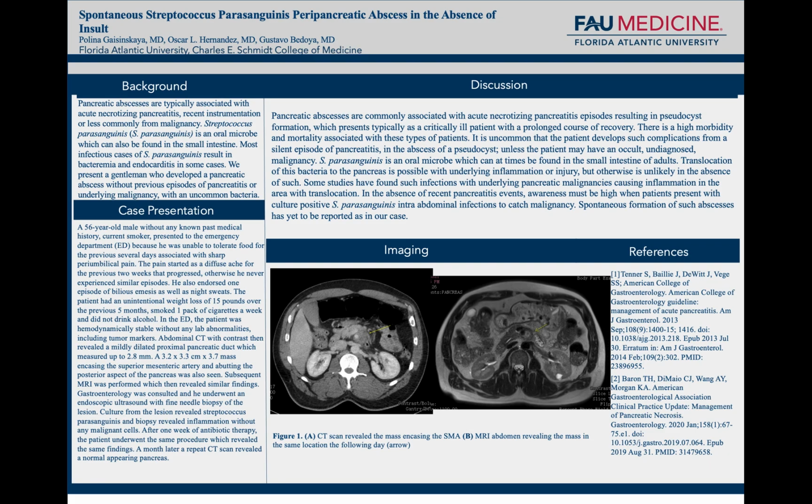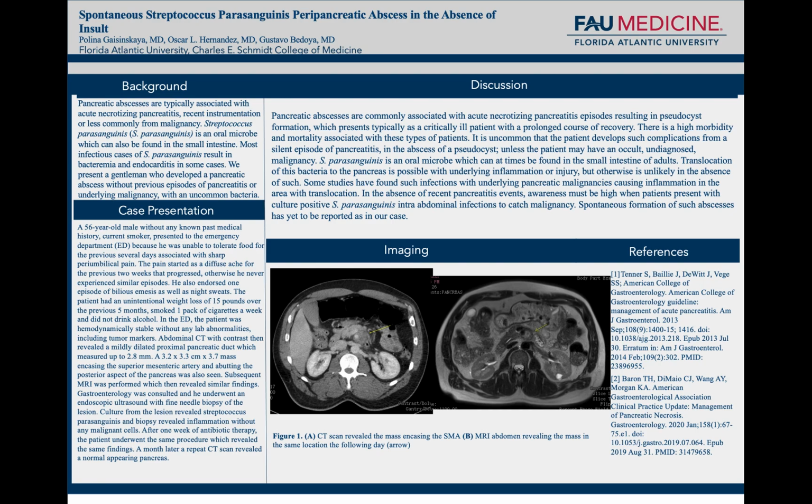A 56-year-old male without any known past medical history, who was a current smoker, presented to our emergency department because he was unable to tolerate any food for several days. He had sharp periumbilical abdominal pain. It started as a diffuse ache for the previous 2 weeks. It progressed, and he's never had anything similar to this in the past.